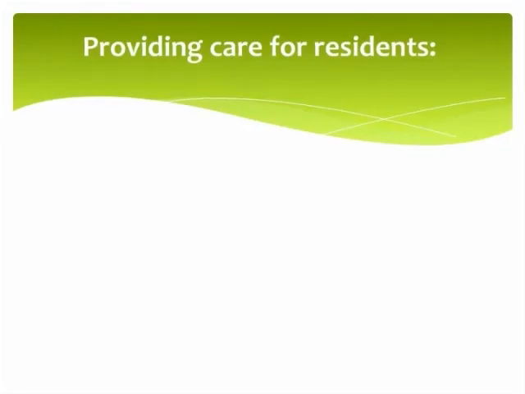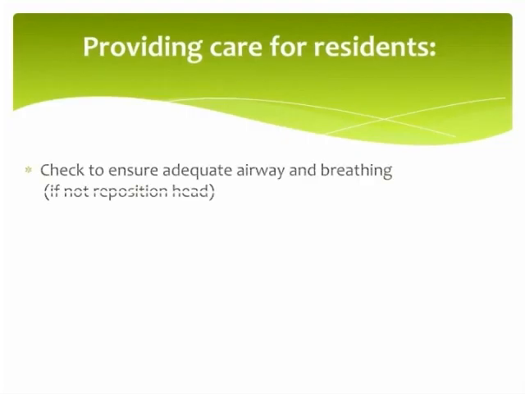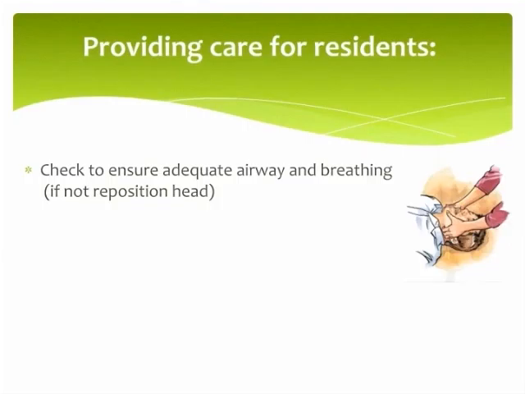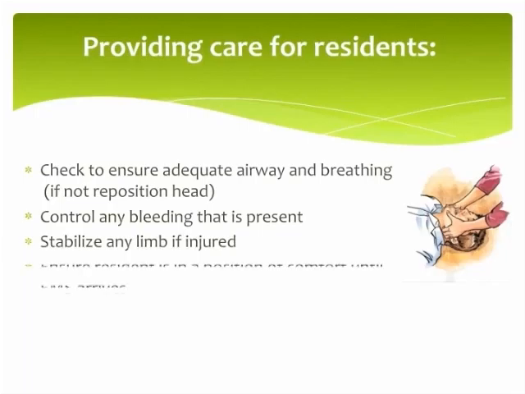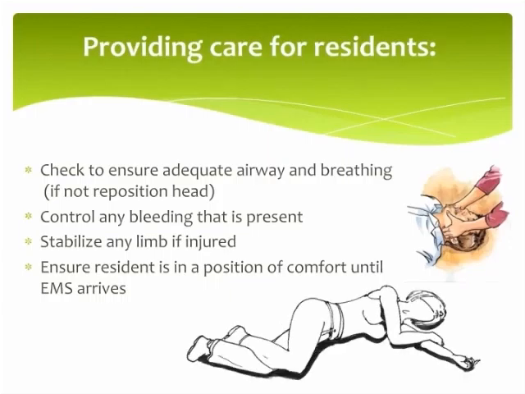When providing care to residents, one of the most important things that you can do is to check to ensure that the resident has an open airway and that the resident is breathing. If the airway is not open, reposition the head in an attempt to open the airway again. After scanning the resident for injuries or bleeding, as we learned in the previous slide, control any bleeding that may be present and stabilize a limb if it is injured. Place the resident in a position of comfort until emergency personnel arrive. Again, if a resident has any fluids draining from his or her mouth, place the resident on his or her side.